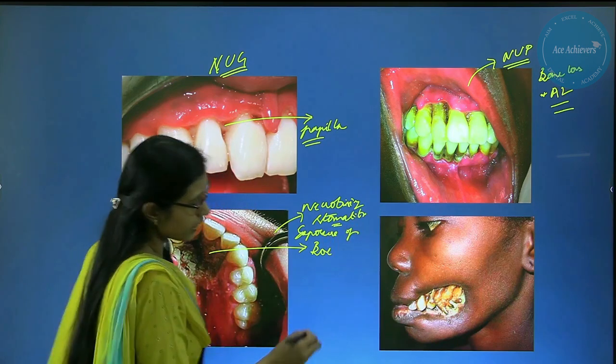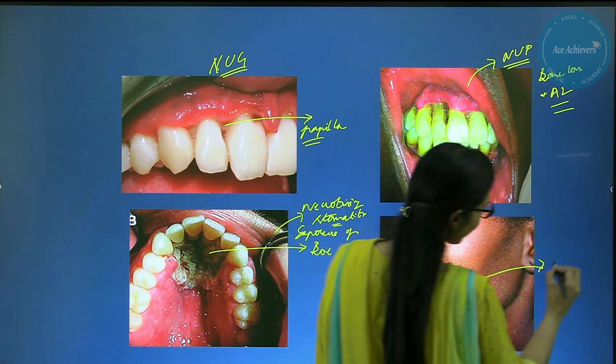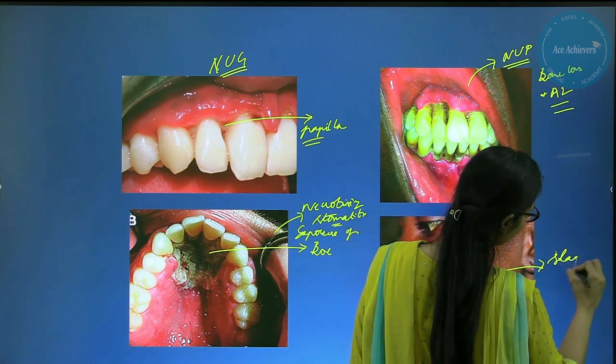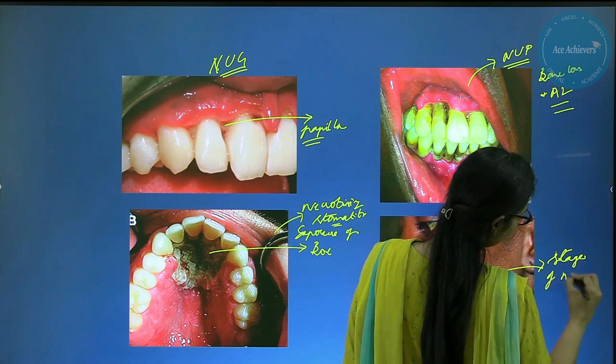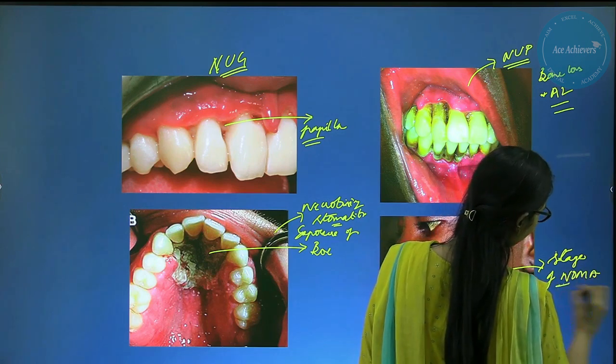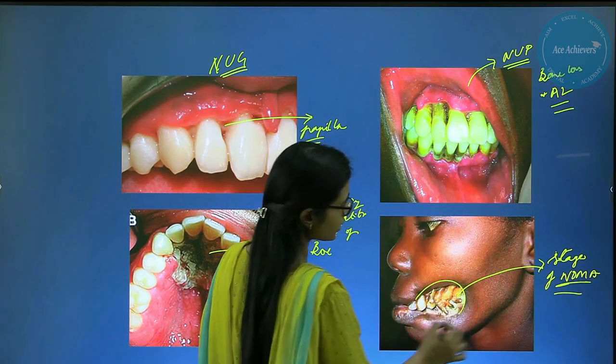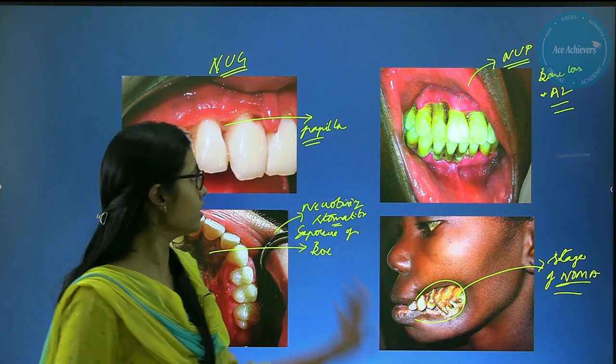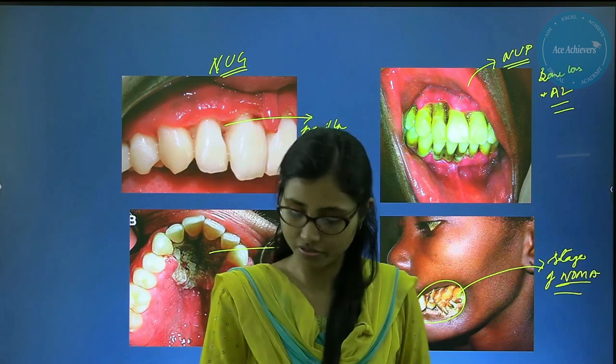Okay, and this stage is the stage of noma. As you can see, this is going to almost perforate the entire skin of the cheek. Okay, so these are the different stages of progression of NUG.